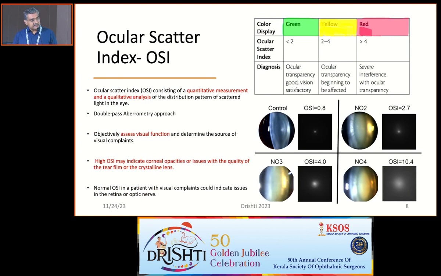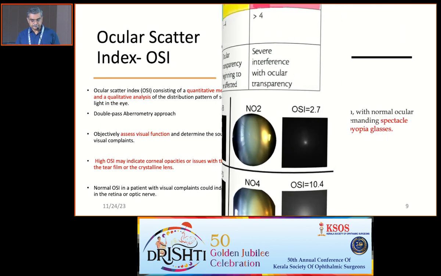The ocular scatter index is the index that quantifies the light scatter when it passes through this dysfunctional lens. It is again color coded in green, red and yellow with the values given for it. It is measured by a double pass aberrometry approach. And high ocular index, one thing to be kept in mind is that you may have corneal as well as tear film anomalies affecting the ocular surface index.